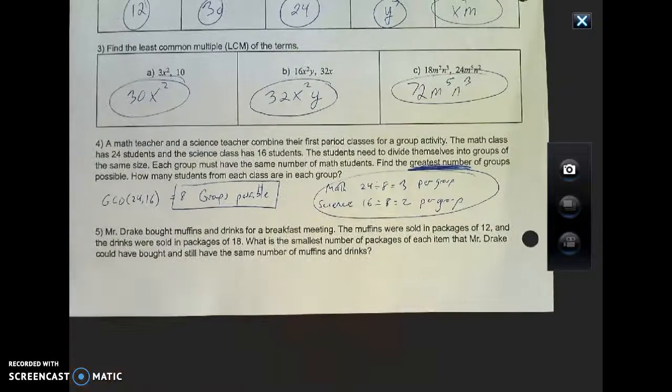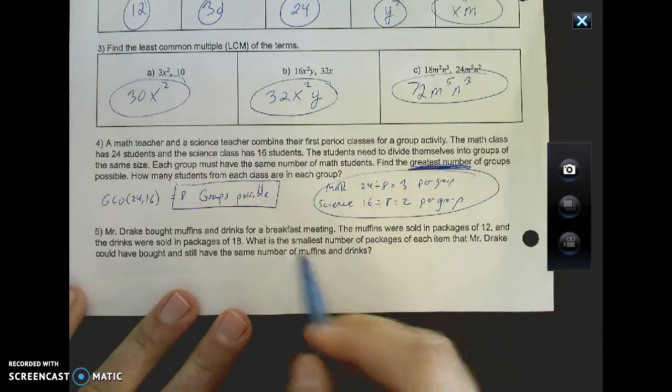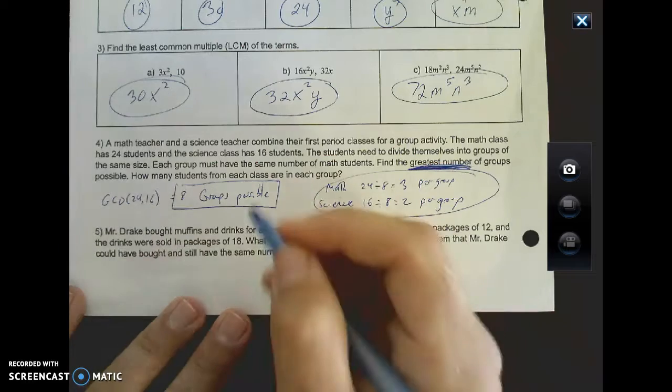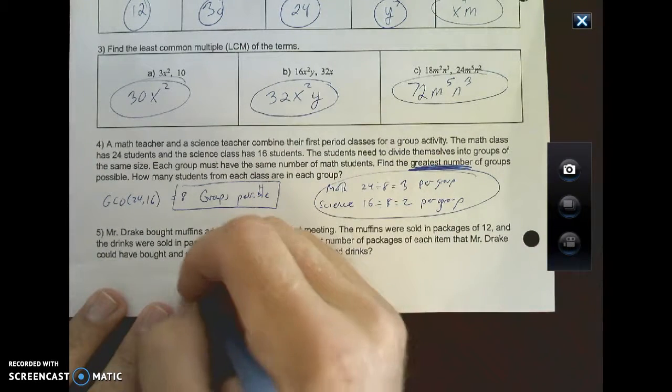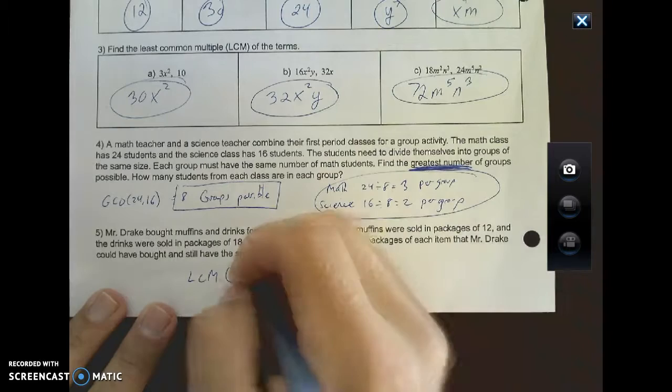Alright, so my last word problem. Mr. Drake bought muffins and drinks for a breakfast meeting. The muffins were sold in packages of 12 and the drinks were sold in packages of 18. What's the smallest number of packages of each item that Mr. Drake would have bought and still have the same number of muffins and drinks? So smallest, least common multiple, like we're trying to get higher with that. So we're looking at LCM, 12 and 18.